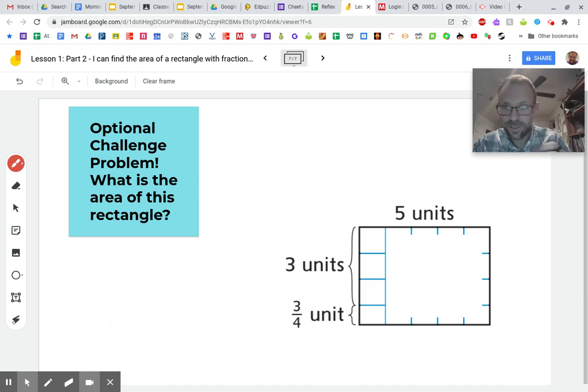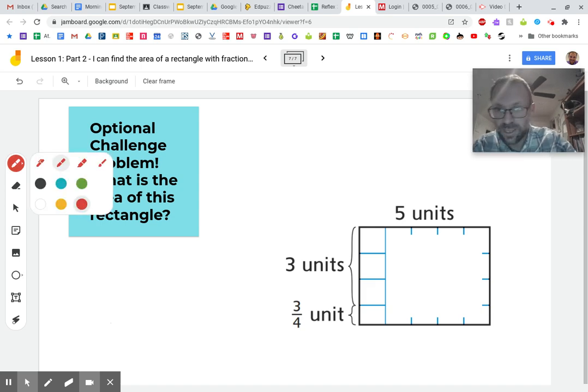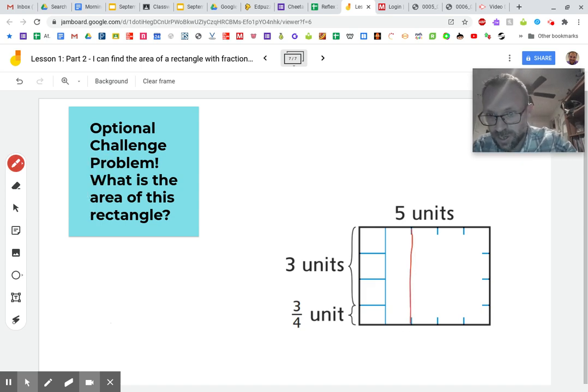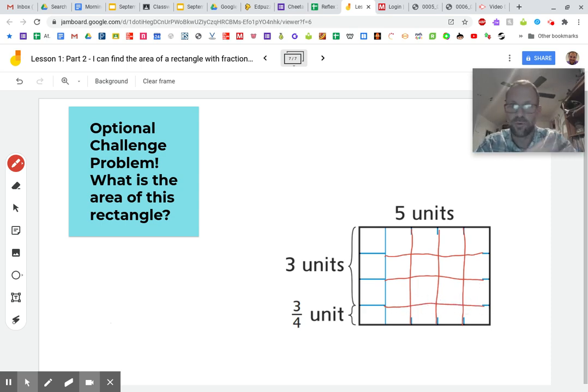All right, so we have another rectangle, and it measures 5 units in length by 3 3/4 units in width. How do we find the area of this rectangle? Well, let's start with what we know. We should probably fill in the rest of the boxes or imagine them. If you get good enough at this, you can imagine the rest of the boxes. You don't need to visually draw them, but it helps me to draw them. I like to see things and get them out of my brain so I don't have to think about it. And then we can count what we have.